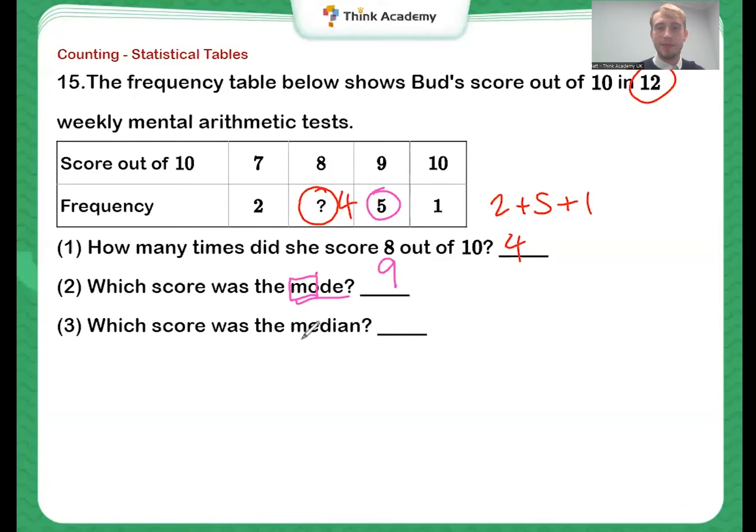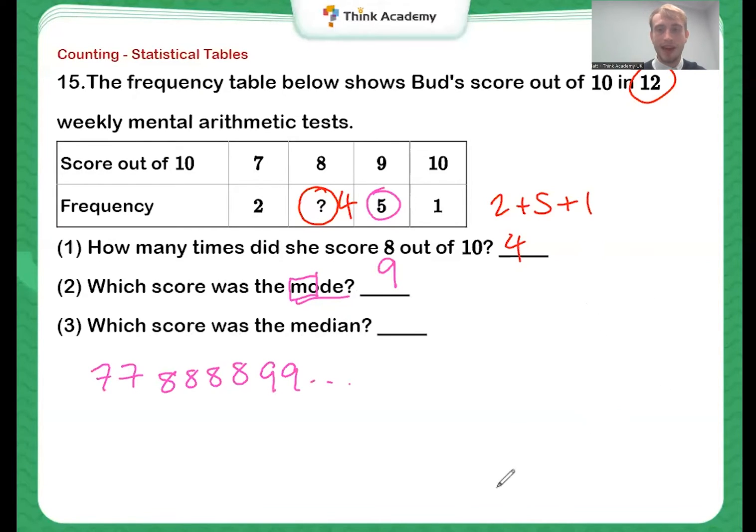The median is the middle value, okay? The middle value. So that means we put all of the scores in order. You don't need to put them all in order, but you can, just so you've got a good understanding. There's 2 7s, 4 8s, 5 9s, and so on. Now, I want to find the middle value. Okay, so I've got 12 values here. So the middle is somewhere between the 6th and the 7th value.